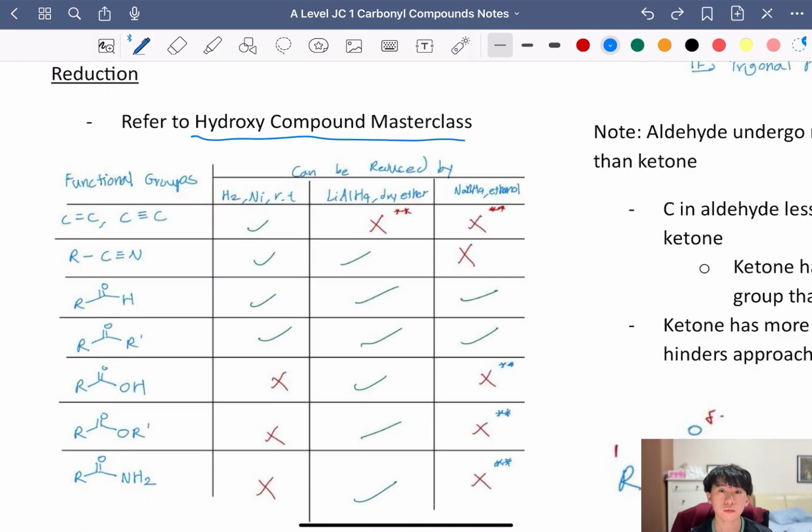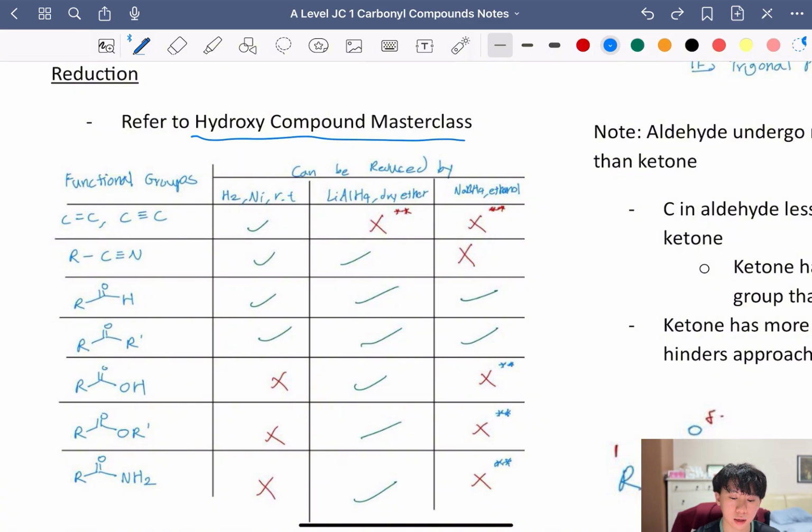Do note this. Your carbonyl compounds can be reduced as well. Your aldehydes can be reduced to primary alcohols, and your ketones can be reduced to secondary alcohols. Do refer to my hydroxy compounds masterclass because I run through the reagents and conditions there as well.